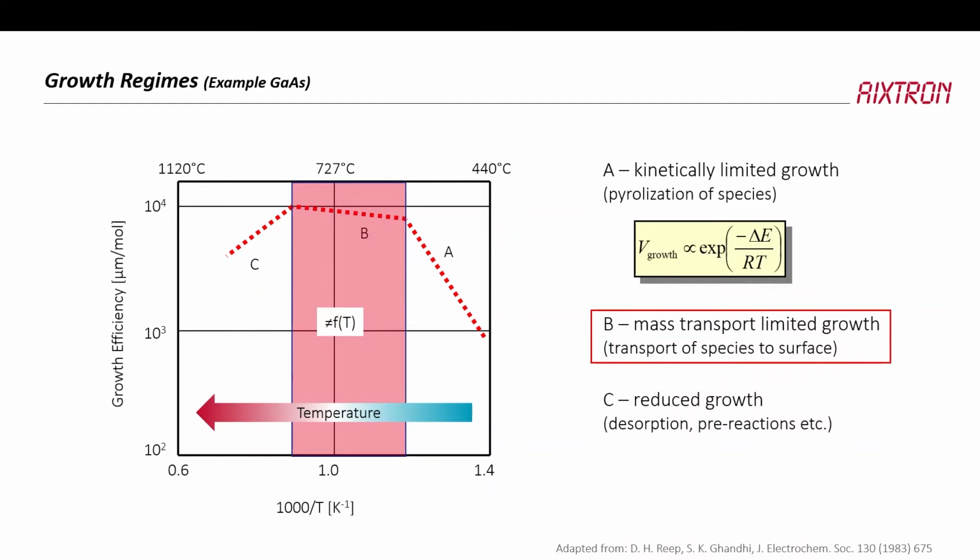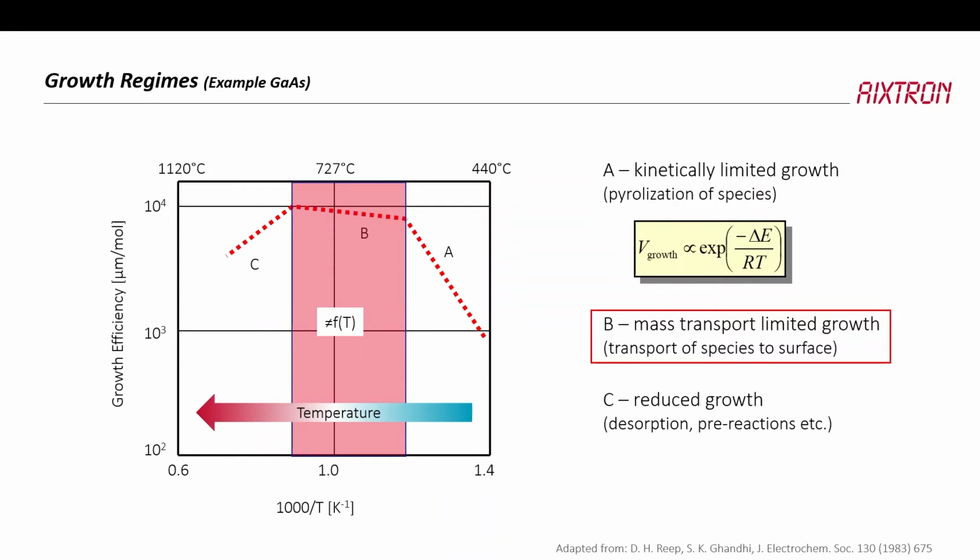In the end, where you want to operate your CVD reactors is in this temperature range, because here you are more or less independent of the temperature. The other reason for this is also because you can only control the surface temperature of your wafer to a certain extent, but we will see that as we move along.